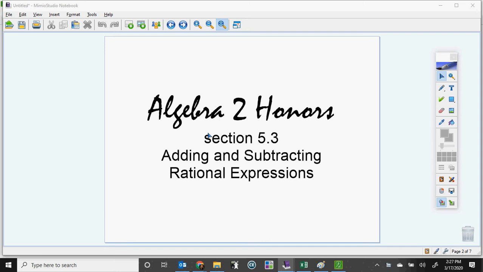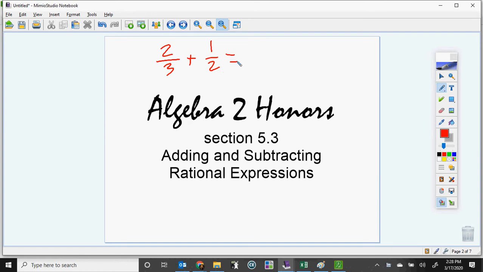Hey guys, today we're doing 5.3, so we're adding and subtracting rational expressions. Remember that rational expressions means a fraction, so adding and subtracting fractions. Remember that when we're adding fractions, so let's say I have 2/3 plus 1/2. Well, I need to get a common denominator first.